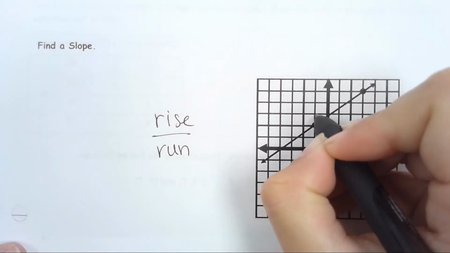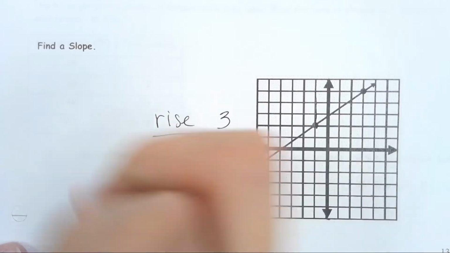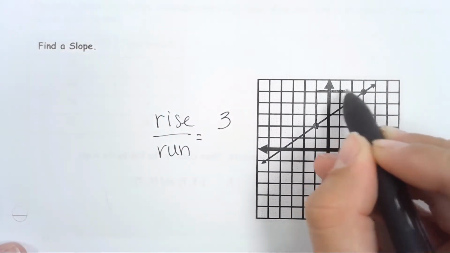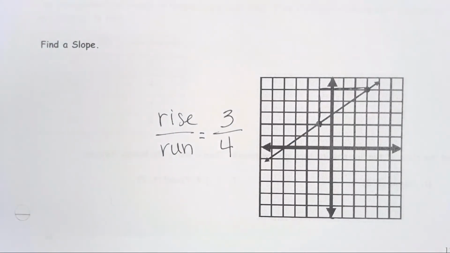So we're going to count up 1, 2, 3. Remember, if you're going up, that means that it's a positive 3, and then we are going to run 1, 2, 3, 4. So that slope would be positive 3 over positive 4.